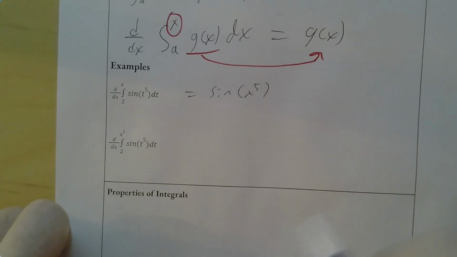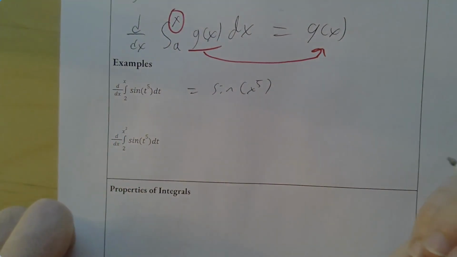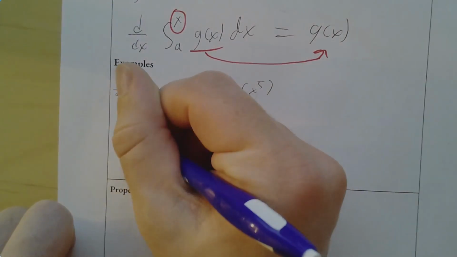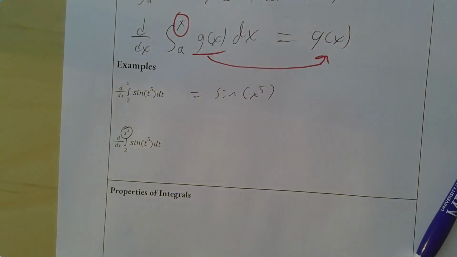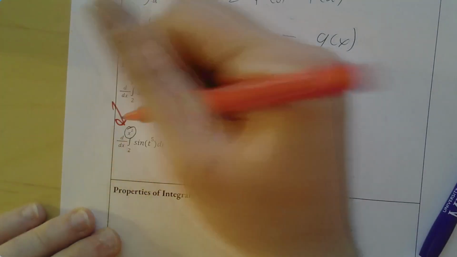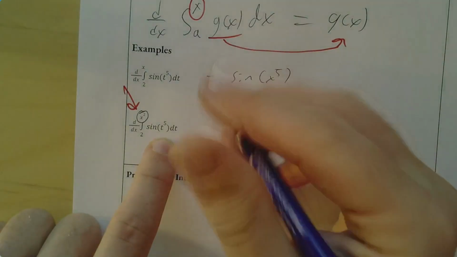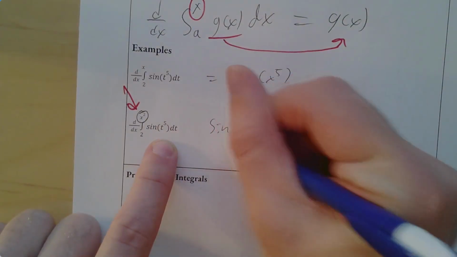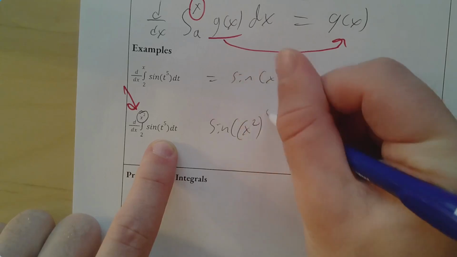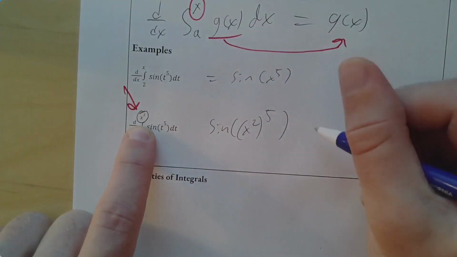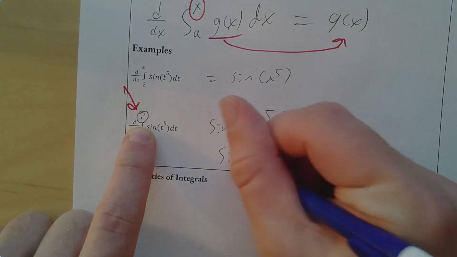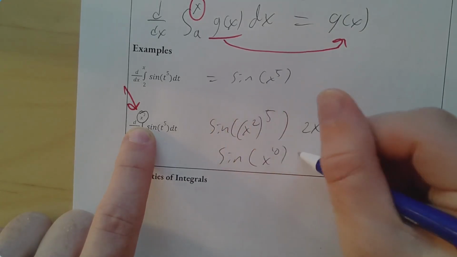But the caveat to this, the corollary to the fundamental theorem of calculus, is that if it's not x, notice this, it's x squared. In this case, what you do is take that x squared and plug it in for t. So it's going to be sine of x squared to the fifth, times the derivative of x squared, so times 2x. So it would be sine x to the tenth times 2x. Be familiar with that.